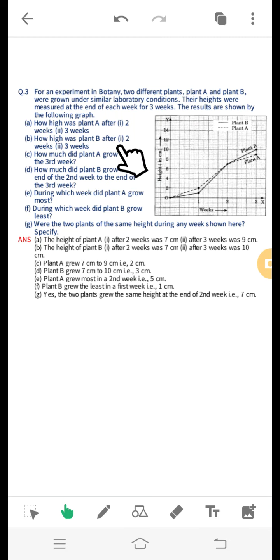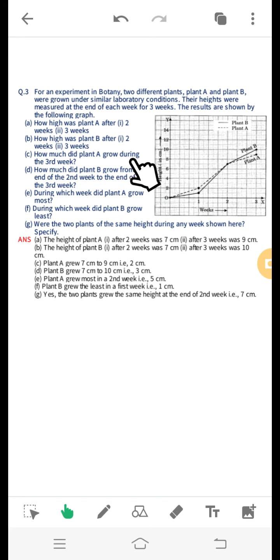How high was plant B after 2 weeks and 3 weeks? Now it is for plant B, so we have to check the continuous line. That is after 2 weeks and 3 weeks. After 2 weeks it's the same, 7 centimeter. After 3 weeks it's 10 centimeter. The height of plant B after 2 weeks was 7 centimeter. After 3 weeks was 10 centimeter.